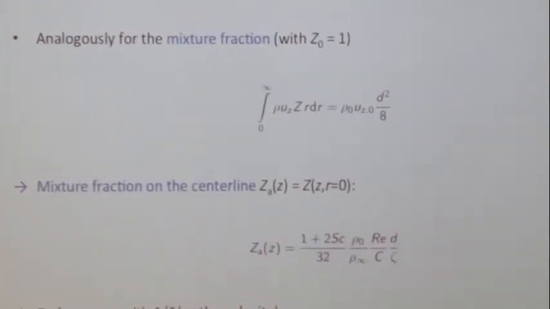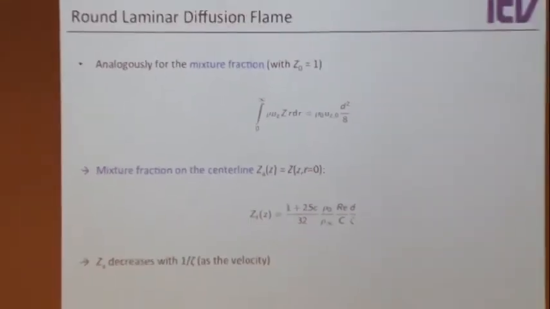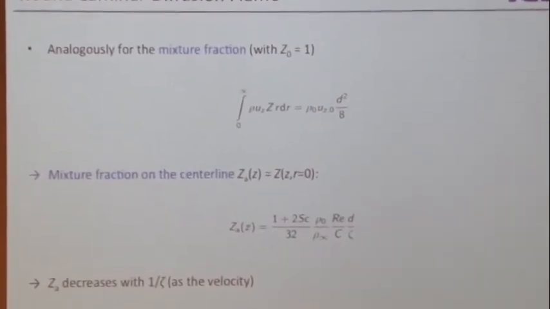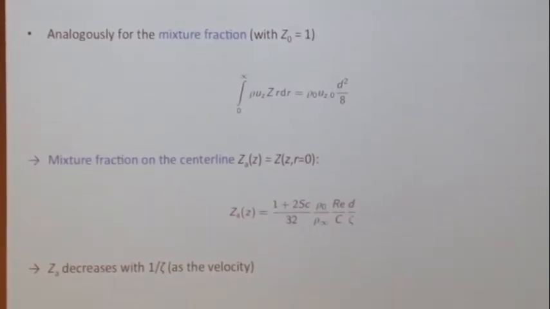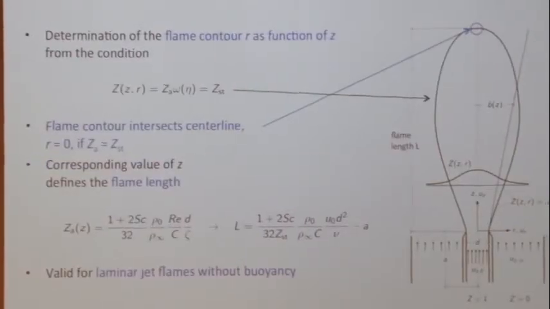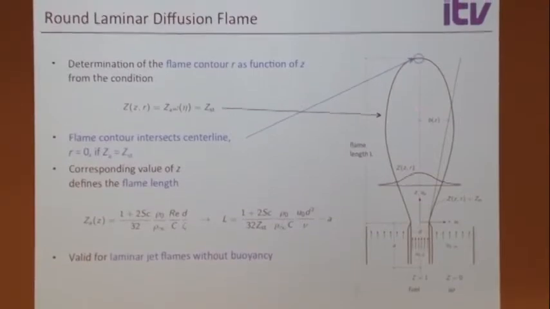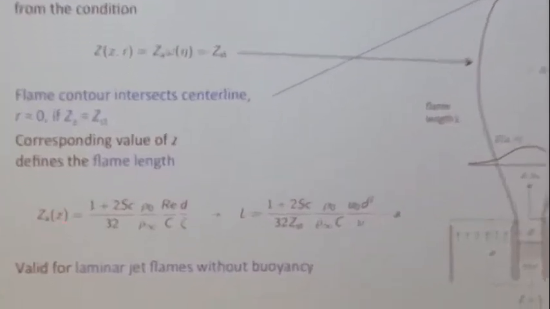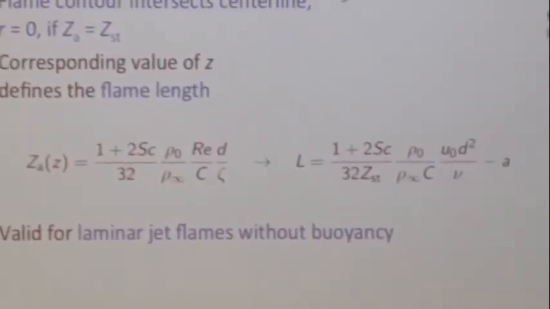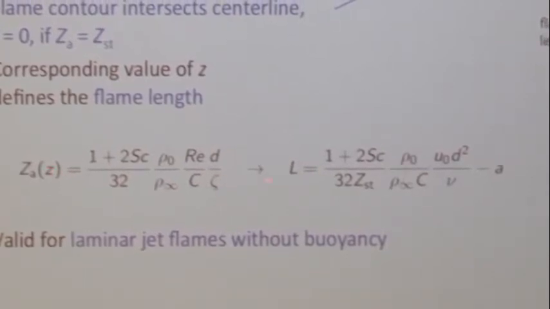I plug this in, and I do the same thing here. The mixture fraction flux also needs to be conserved. So this is the constant I get from this, and so I plug this in, and here's my final solution. So ZA, this is the mixture fraction on the center line. That is equal to this here, where zeta was the distance on the center line. If I set zeta equal to L, or I set ZA equal to Z stoichiometric, then I can compute the L from this, and it gives me this. So this is the final result here.